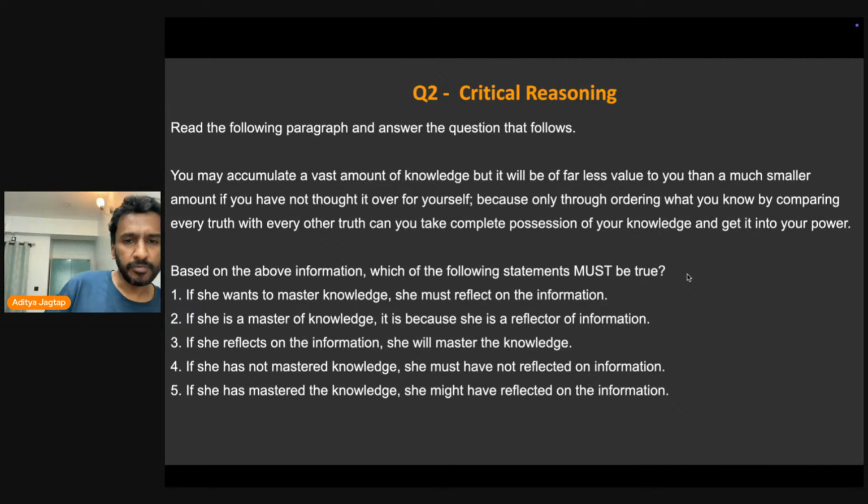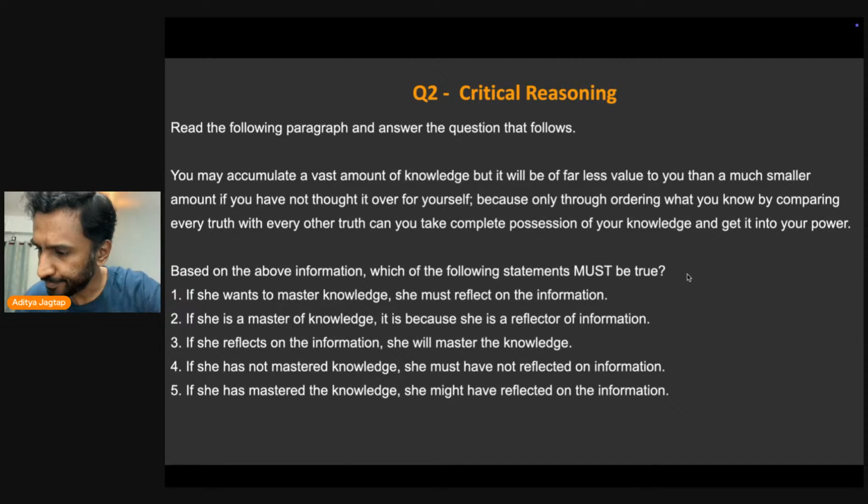Based on the above information, which of the following statements must be true? We've already looked at this question stem before. This is a critical reasoning question. By the way, all the questions that I've made today are from the 2024 and the 2023 paper. One question is from 2022 XAT paper. All right. Let's go through the passage first.